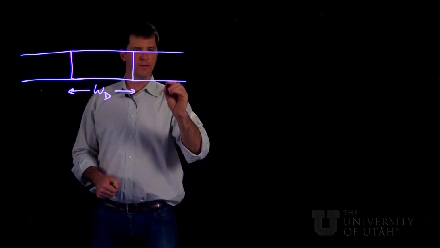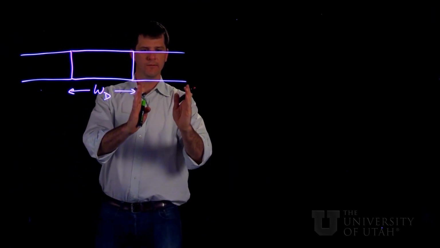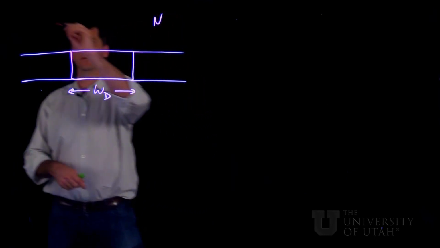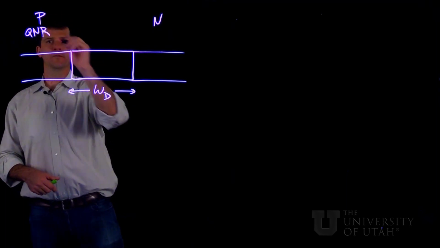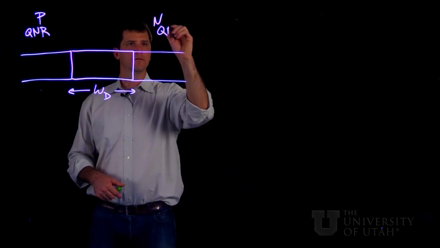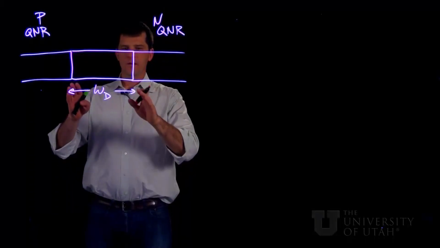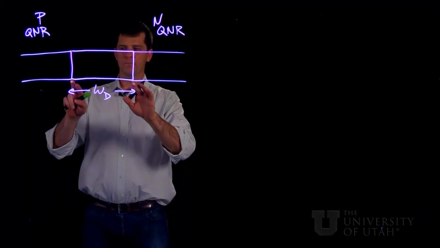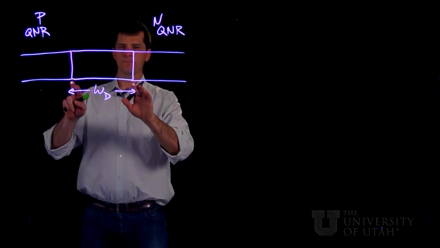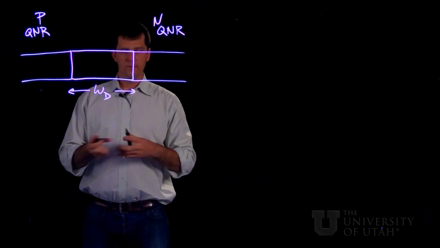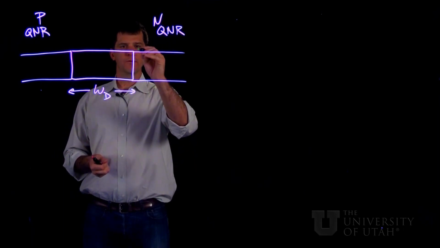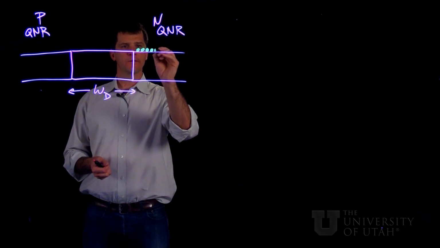And we're going to define the regions outside of the depletion width on the N and P sides as the quasi-neutral regions, or QNRs. The key to understanding the currents flowing through here is to consider the diffusion currents we just talked about.